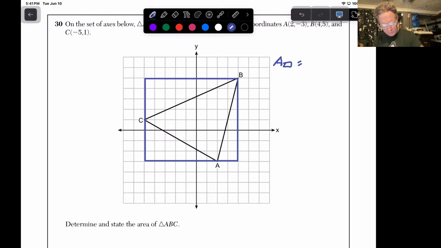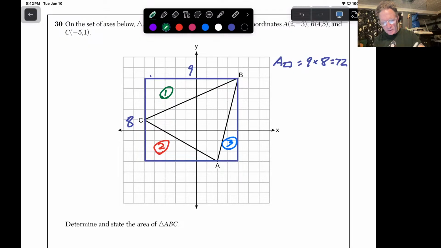1, 2, 3, 4, 5, 6, 7, 8. And 1, 2, 3, 4, 5, 6, 7, 8, 9. Is that right? Yep. It's 9 times 8, which is 72. And then we're going to number these triangles. So we have triangle 1, triangle 2, and triangle 3.